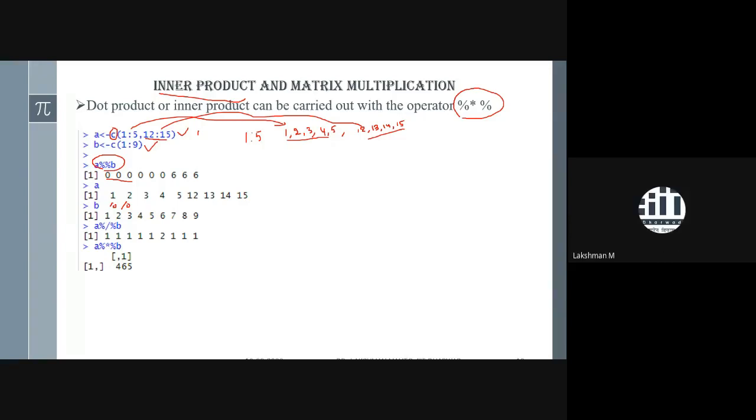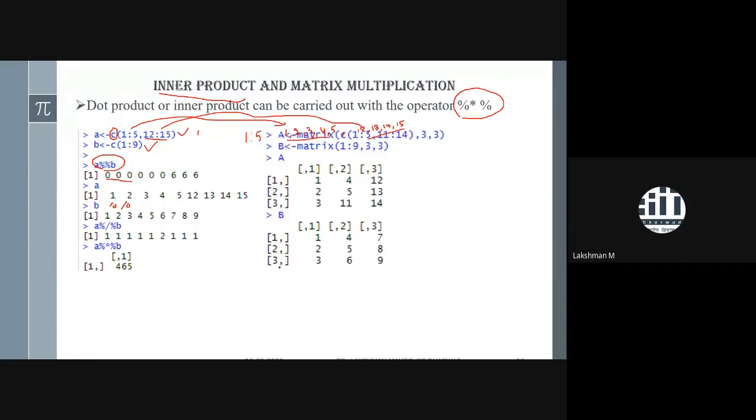Sir, how to change from one row to another row? That means you want to create a matrix? Yes, I want to create a matrix which has two rows. So how to do that? A matrix with only two rows.